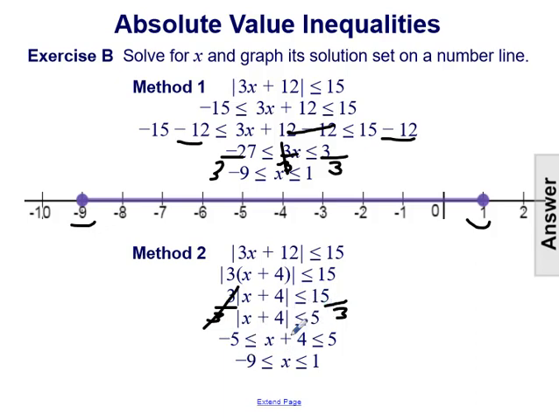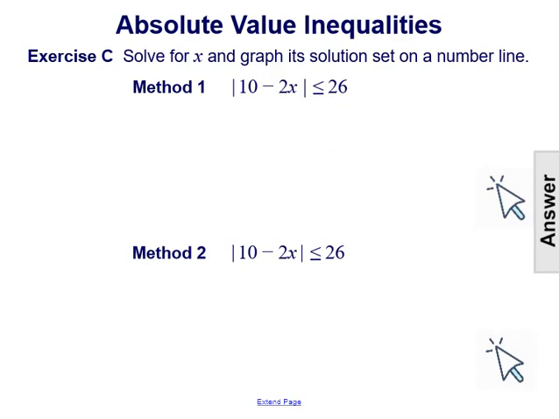You can then create the and inequality now, where you have negative 5 is less than or equal to x plus 4, which is less than or equal to 5. And if we subtract 4 from all three sides, we end up with the same compound inequality. Negative 9 is less than or equal to x, which is less than or equal to 1. So just two different methods because of that common factor with our absolute value.